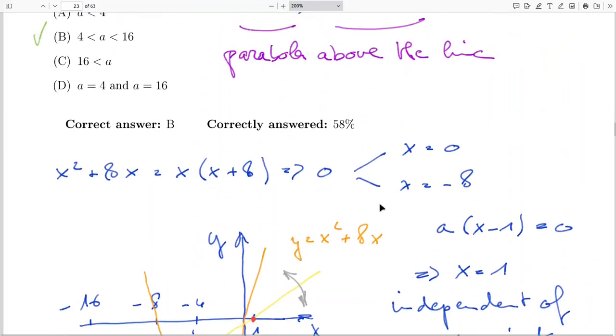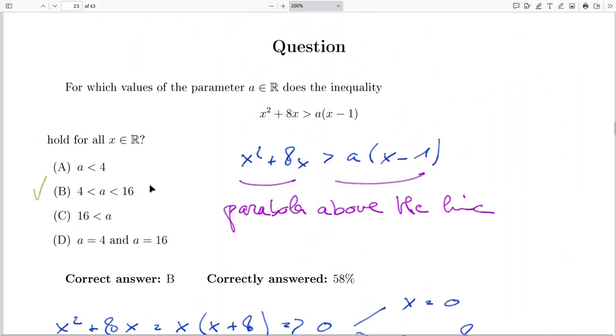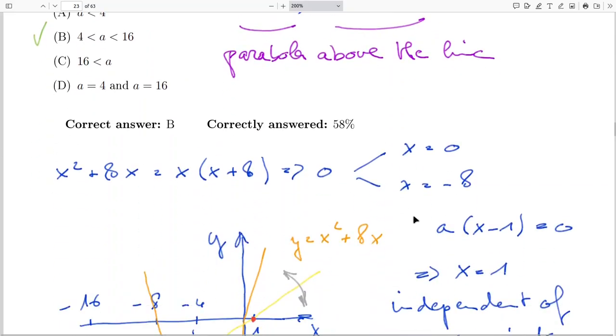And since it must be a range, well, B is the only range here. So a between 4 and 16, not included. So the correct answer is B.